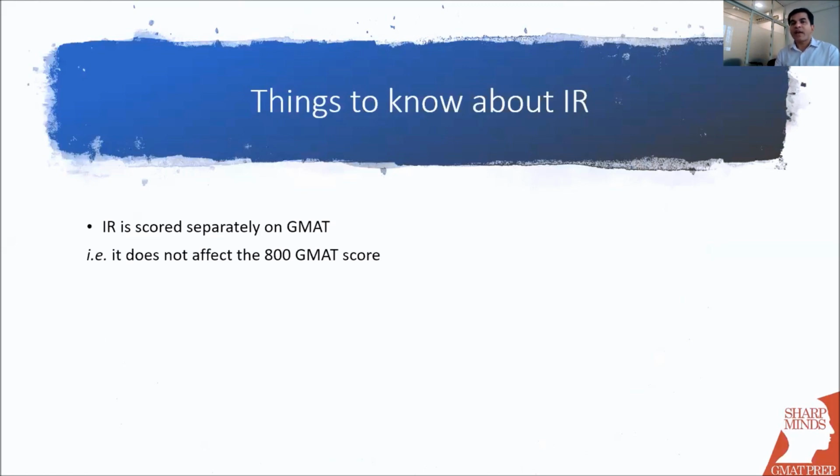So some key facts that you need to be clear about. First and foremost, the IR score is given to you as a separate score on the GMAT scorecard. In other words, your IR score does not influence the 800 GMAT score. The 800 score is a function of two sections, quant and verbal. IR and AWA are scored separately, so they have no impact on the 800 score for GMAT.